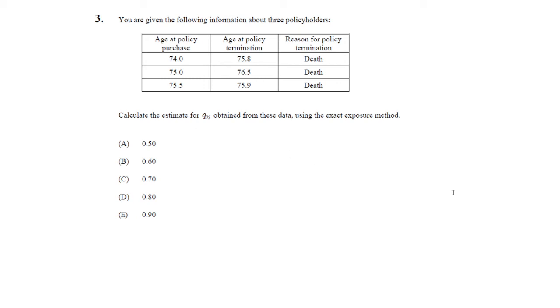For this problem, we're looking to use the exact exposure method to estimate q of 75. So the formula we're going to be using is 1 minus e to the negative dj over ej. Let's look at the first policy. It was issued at age 74, and the policy was terminated due to death at age 75.8.